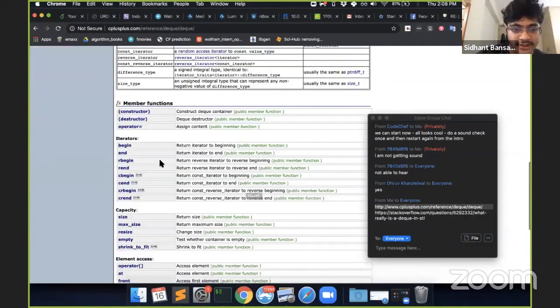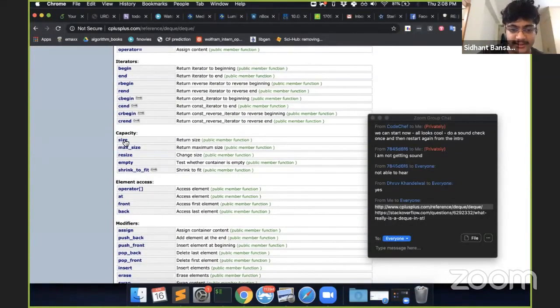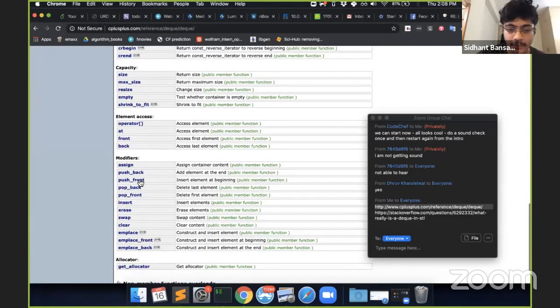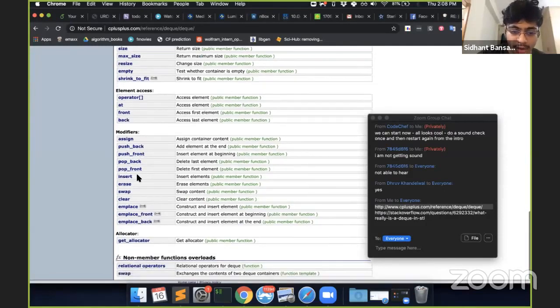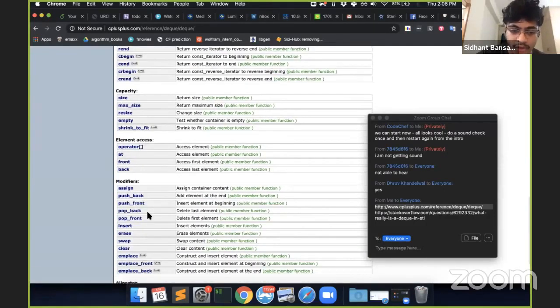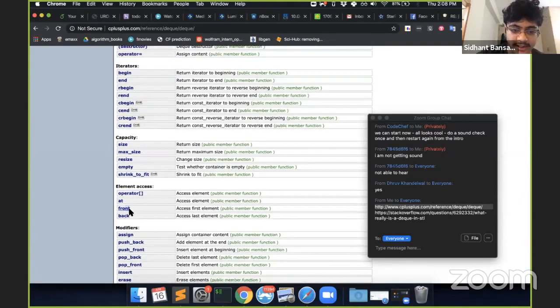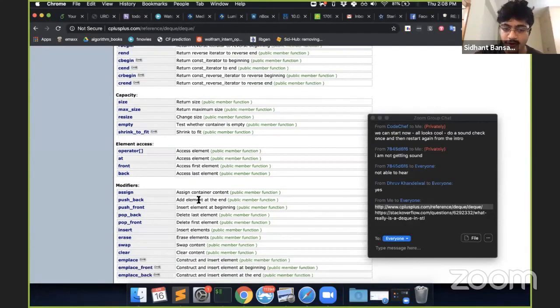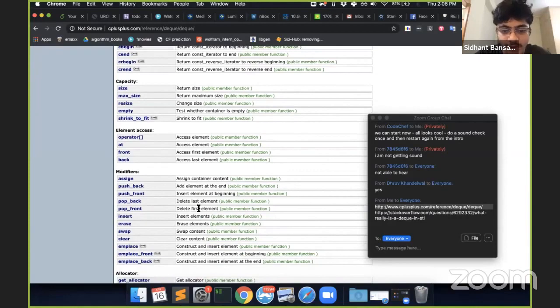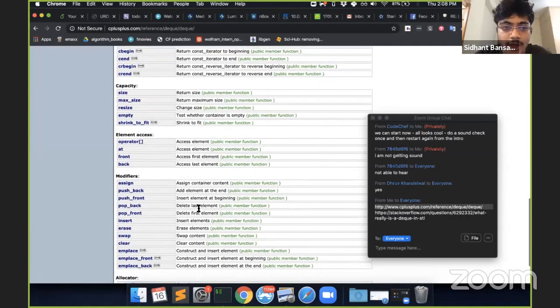The main functions that you'll probably care about are size, operator[], which is basically accessing an element, push_back, push_front, pop_back, pop_front. And .front and .back just give you access to the first or the last element. When you do push back or push front, you're pushing an element either at the back or at the front. And whenever you're doing pop back or pop front, you're popping an element from either end.